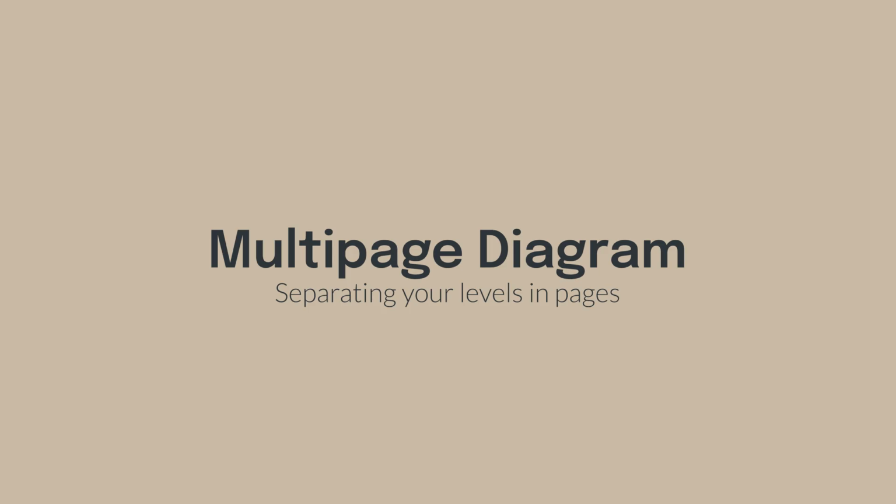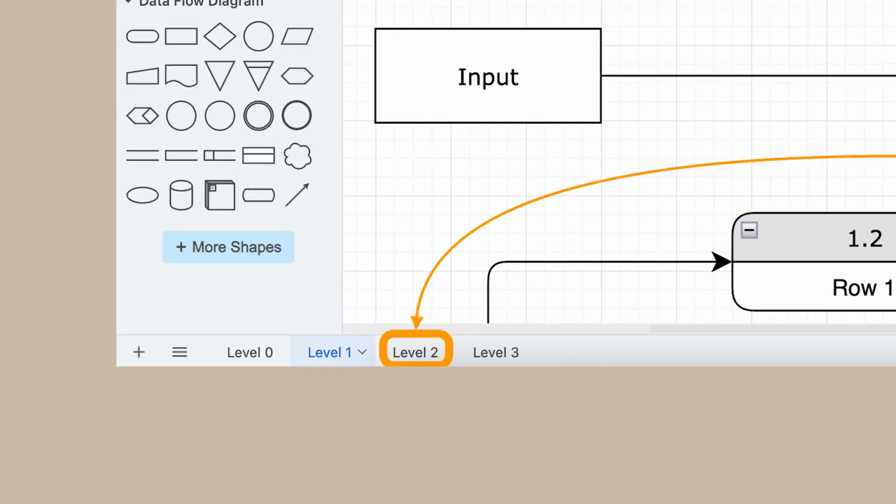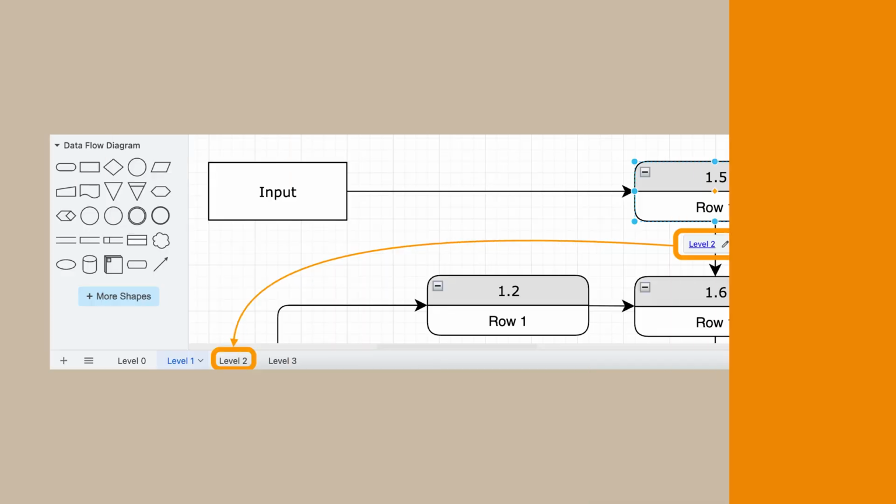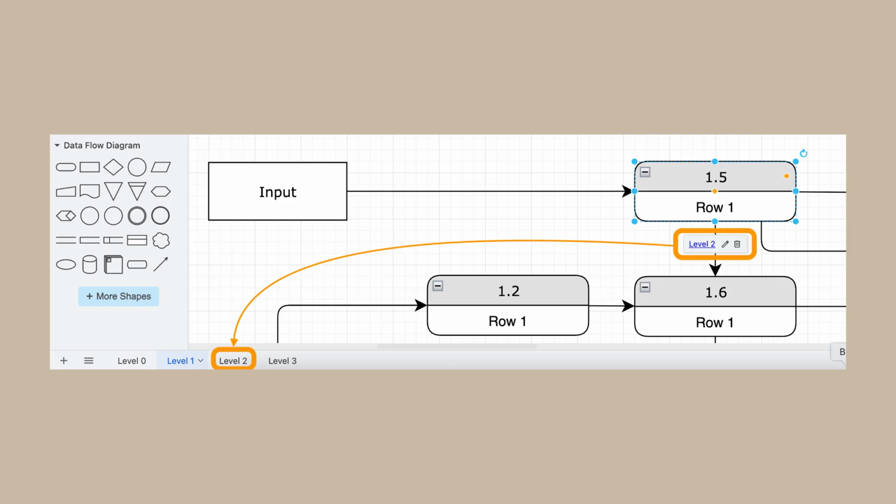So let's talk about our first approach, which is the multi-page diagram. You create a separate page in draw.io for each level. For example, page one is level zero, page two is level one, and page three is level two. Then you link the elements from your higher level page to the more detailed diagram on your lower level page.